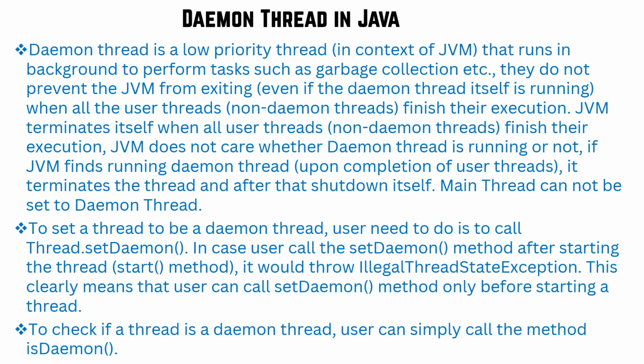A daemon thread is a low priority thread primarily used to terminate all other threads which are not working, so that garbage can be cleared and memory can be freed up, so that CPU utilization can be faster for performing other tasks. To set a thread as a daemon thread, the user needs to call thread.setDaemon. In case the user calls the setDaemon method after starting the thread, it will throw an IllegalThreadStateException. This clearly means the user can call the setDaemon method only before starting a thread. To check if a thread is a daemon thread, the user can simply call the method called isDaemon.